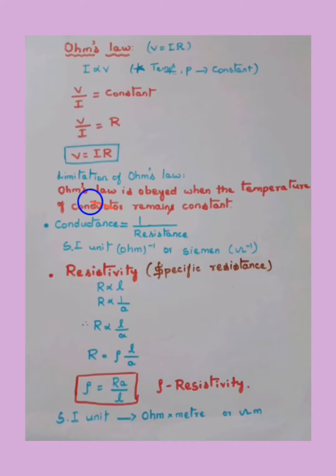Next, conductance. Okay. What is conductance? The reciprocal of resistance is called conductance. Reciprocal of resistance, that is 1 by R. And the SI unit of conductance is per ohm, or it can also be written as Siemens. Okay. Have a glance at this also.